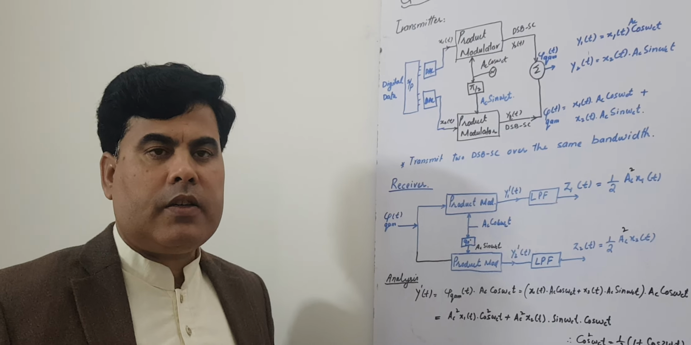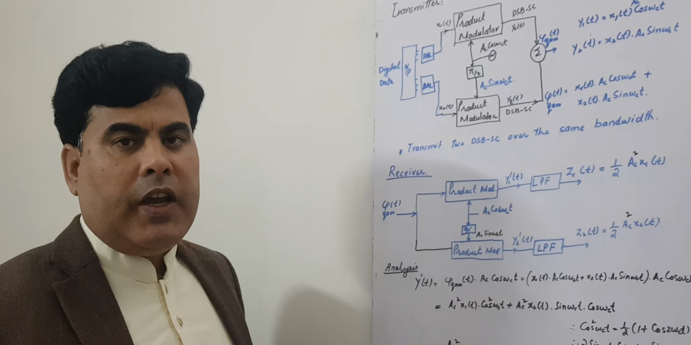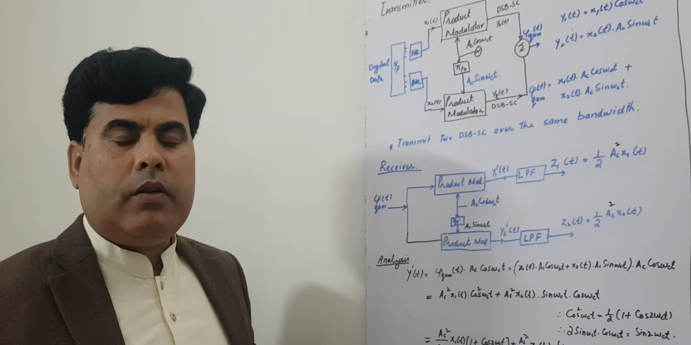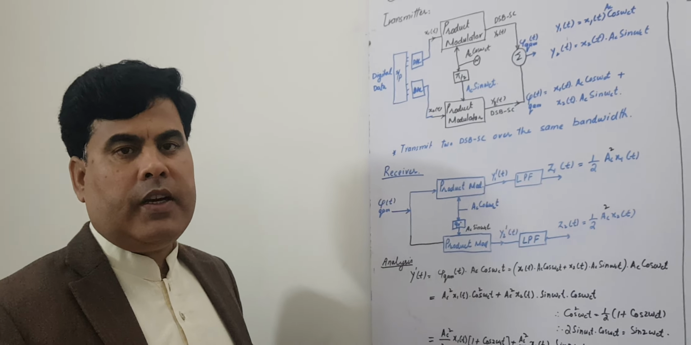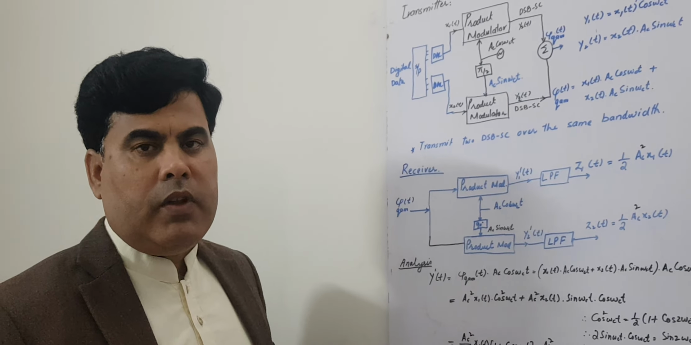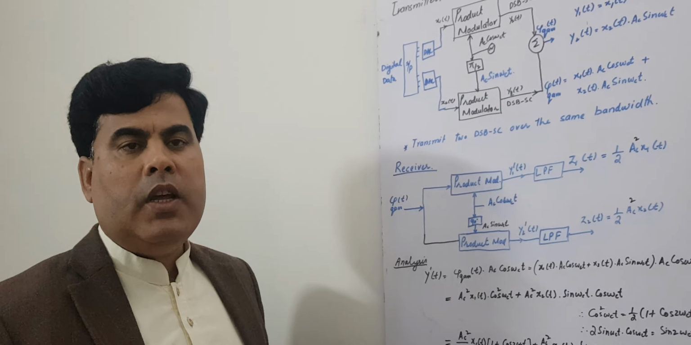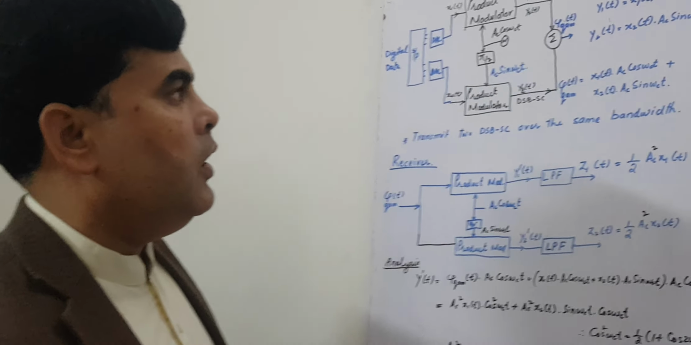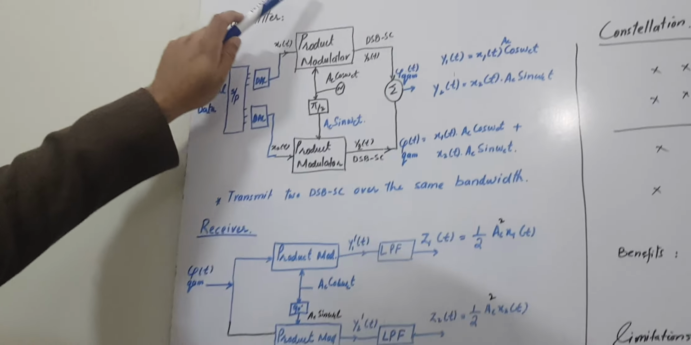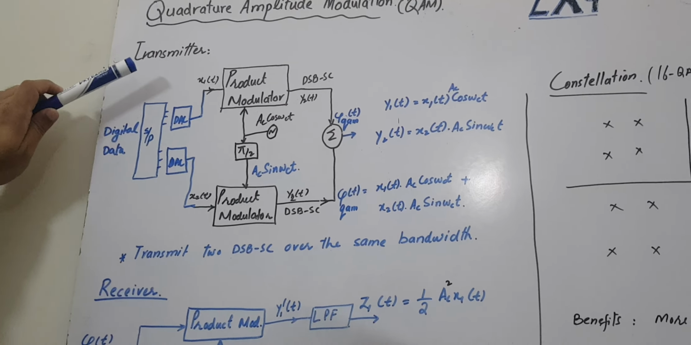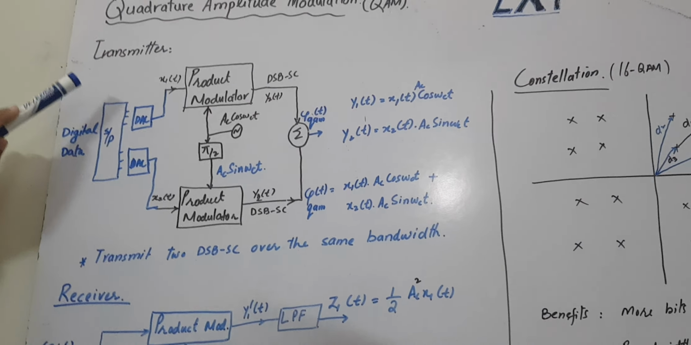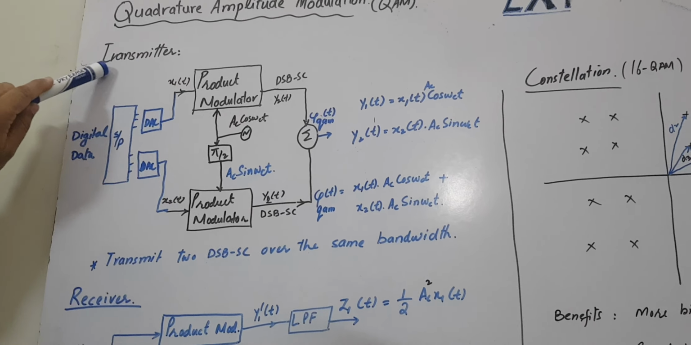We have already discussed amplitude modulation in great detail in our previous lectures. The meaning of amplitude modulation is changing the amplitude of the carrier signal in accordance with the message signal. So let's start the quadrature amplitude modulation. We will discuss both transmitter and receiver, so let's discuss the transmitter part.